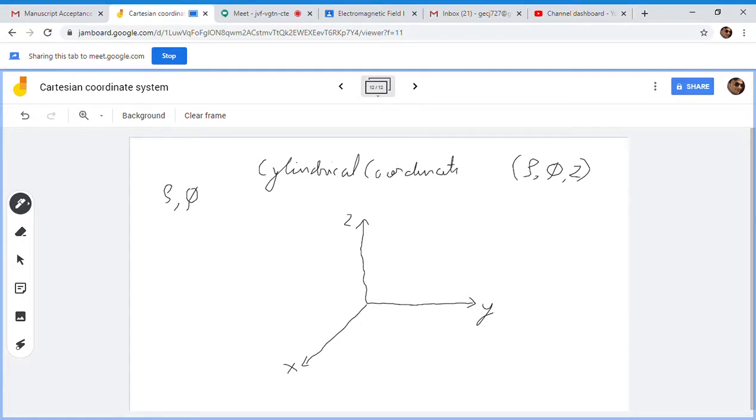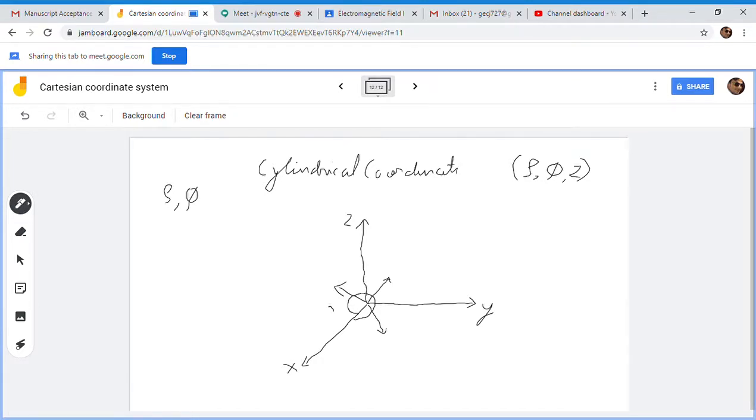So rho is the radial direction in the xy plane. We can draw a rho here. All the radial directions will have a rho. It is the same rho here, and the same rho here. And we have to complete the whole phi. So phi starts from x, and you have to complete this whole angle, so this is 360 degrees.